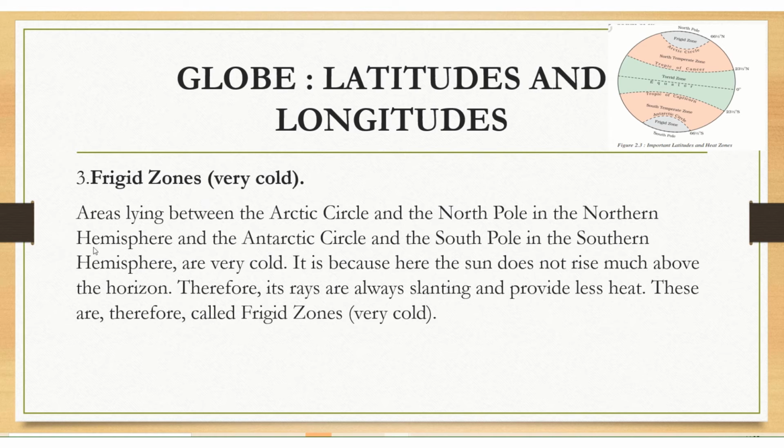The third zone is the frigid zone. The area lying between the Arctic Circle and the North Pole in the northern hemisphere, and the Antarctic Circle and the South Pole in the southern hemisphere, is very cold. This area is called the frigid zone. Why? If we assume the sun is here, the rays do not fall directly on this zone; the rays are very slanting and provide less heat. So these areas are very cold, and this area is called the frigid zone.